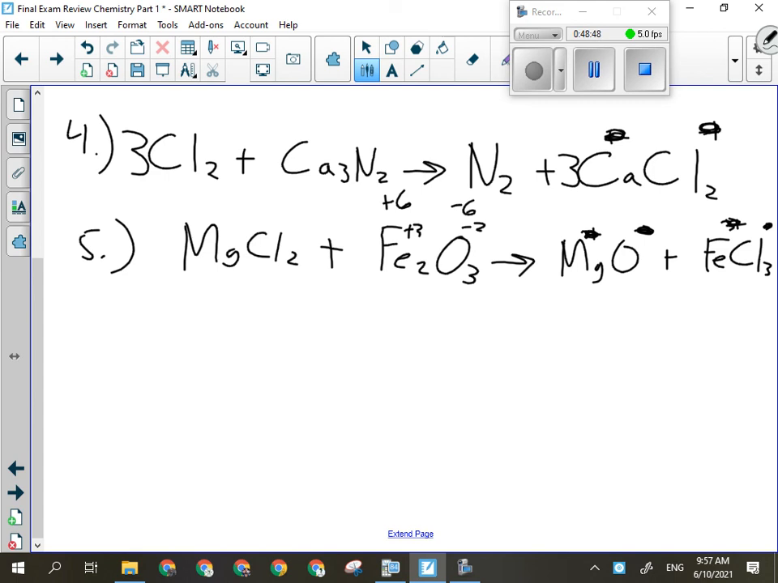Now I need to balance. Okay, so I've got a 3 in front of my oxygens and a 3 in front of my chlorines. Right, so let's look at the oxygens first. I got 3 over here, but I only have 1 here, so I'm going to put a 3 there. Right? If I do that, I've got to go over here and put 3 in front of the magnesium. When I do that, it gives me 6 chlorines. So I'm going to go over here and make sure I've got 6 chlorines. When I do that, it gives me 2 iron. I go back over here, make sure I've got 2 iron. Oh wait, I already have 2 iron. I don't need to put a 2 in front of that.